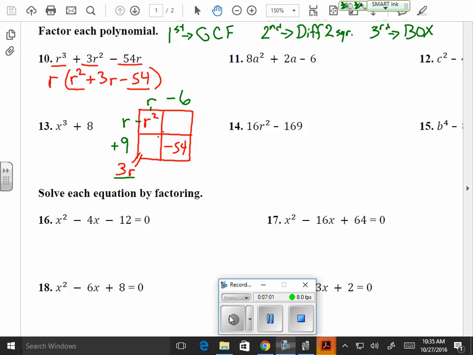So let's see what I get when I multiply r. First row, second column would become negative 6r, and then 9 times r is 9r, and those add together to give me 3r. So then that means that this polynomial breaks down into r times r minus 6 times r plus 9.